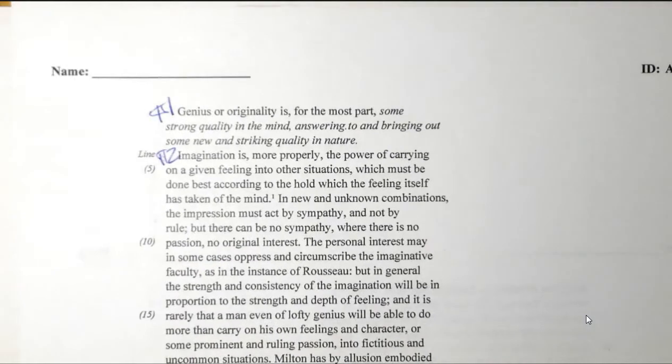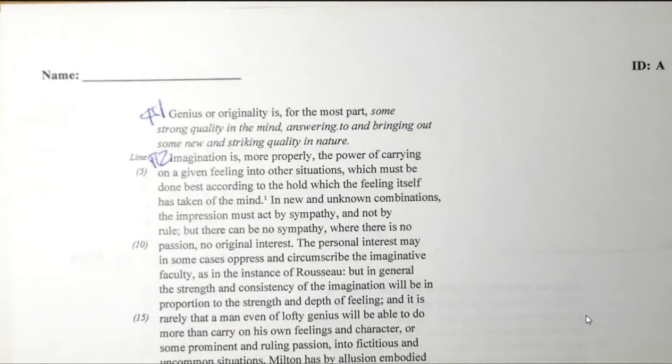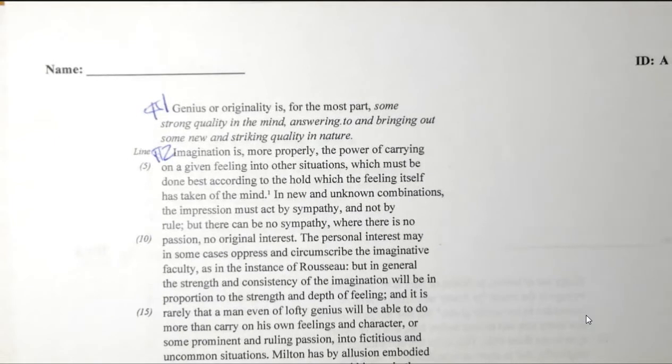So I go and I look at the first paragraph. Genius or originality is, for the most part, some strong quality in the mind answering to and bringing out some new and striking quality in nature. All right. So what is that doing? Given the definition, it's defining genius or originality, right? Okay. So I have to go through.